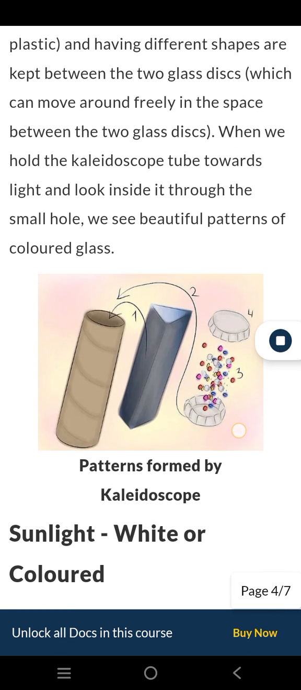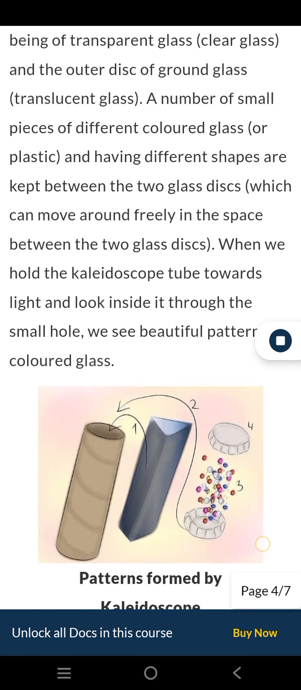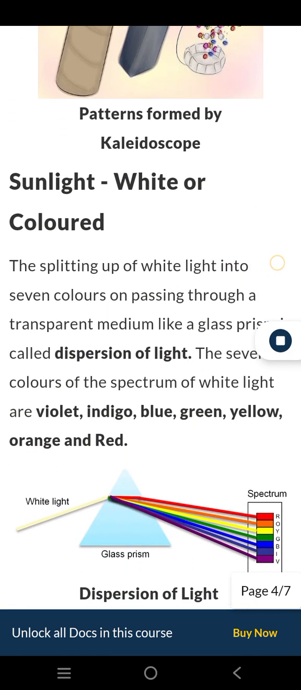When we hold the kaleidoscope tube towards light and look inside it through the small hole, we see beautiful patterns of colored glass. Patterns formed by kaleidoscopes in light, white or colored.